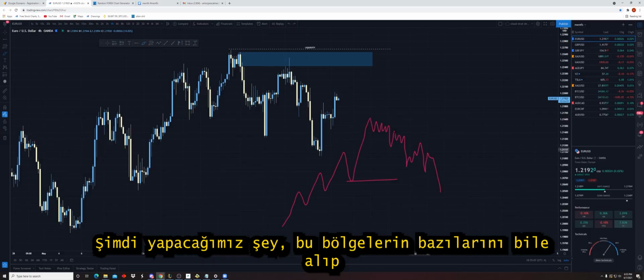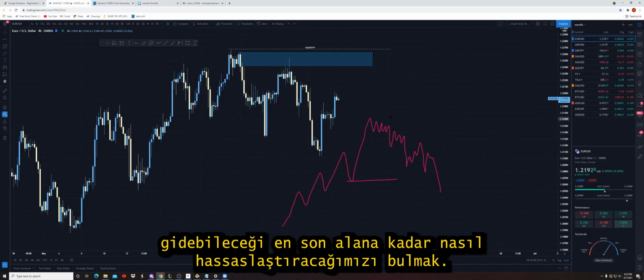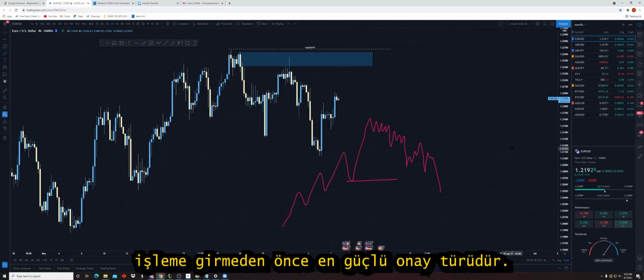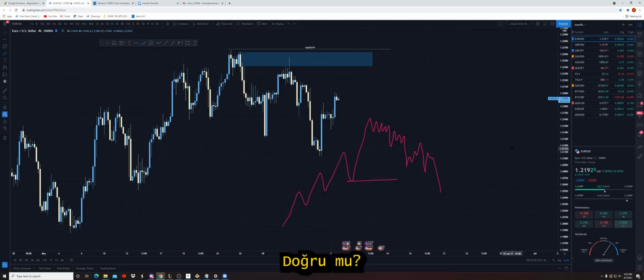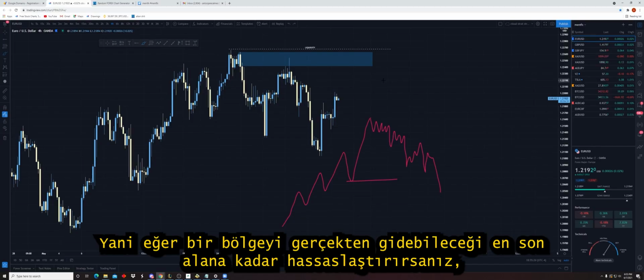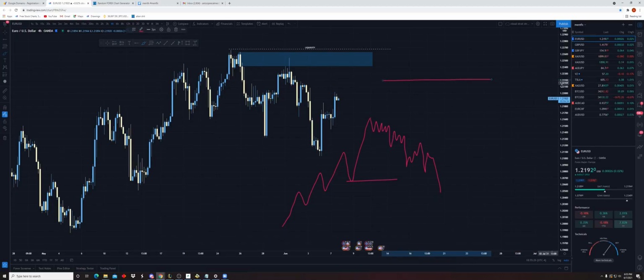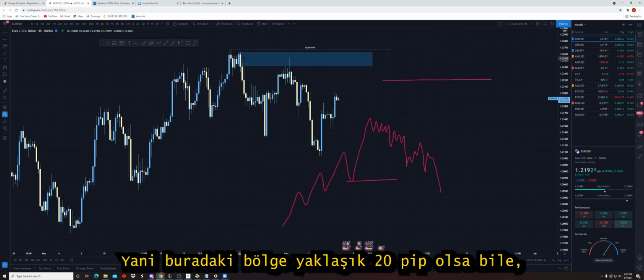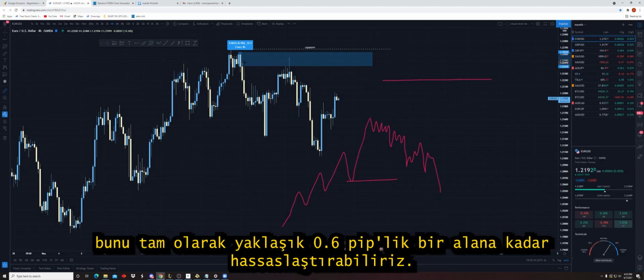Now, what we're going to do is find a way to take even some of those zones and refine them to the last possible area. Now, when you do that, what you allow for yourself is basically the most potent type of confirmation before you get involved in the trade, right? So if you have a zone really refined to the last possible area it can go, it will literally be within 0.2 pips of a zone, right? So even though this zone right here is about 20 pips, we could refine that to literally about 0.6 pips of a zone.